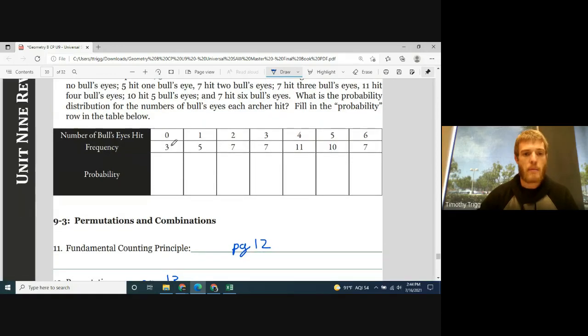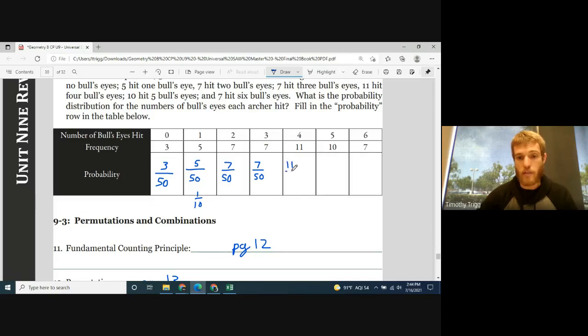Anyway, so how many people got 0 bullseyes? Well, 3 archers out of the 50 archers hit the bullseye 0 times. 5 archers out of the 50 archers, or if you want to reduce it, 1 out of 10, hit the bullseye once. 7 archers hit the bullseye twice, so 7 out of 50.